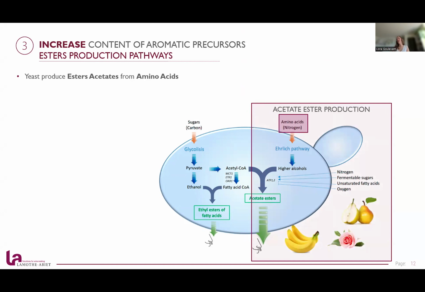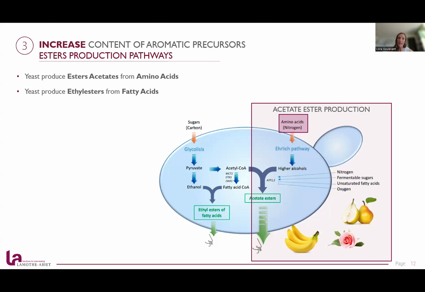So esters, acetate esters, are made by the yeast from amino acids, nitrogen. So you need to have a good amount of nitrogen, but the yeast also needs some vitamins, well, everything to develop well. And then it's going to transform into higher alcohols, and with acetyl-CoA you can create more acetate esters that are usually recognized as fruity, floral, stone fruit aromas.